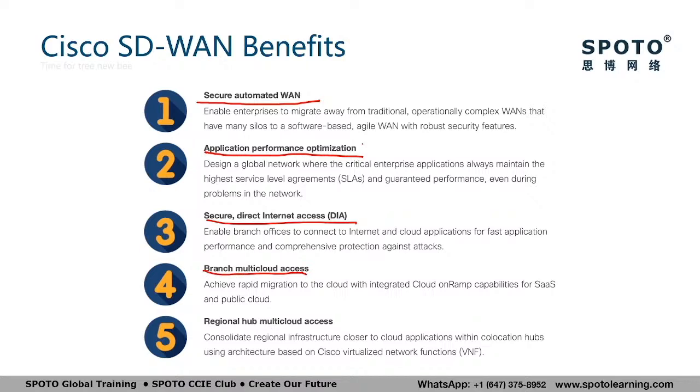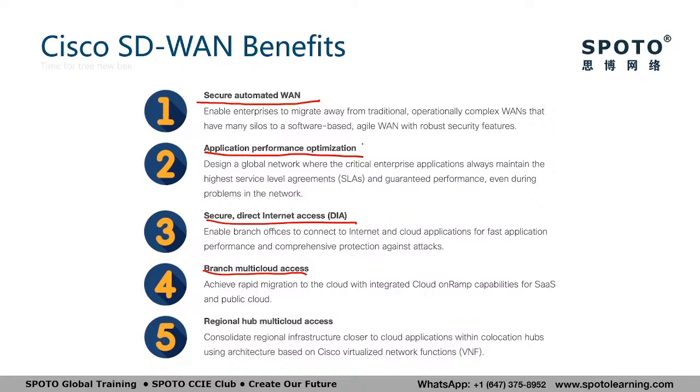Branch multi-cloud access. With the internet local breakout design, you can have multi-cloud access directly from your local branch. No need to route the branch office traffic back to the data center, then go out to the cloud. This improves the access speed and traffic efficiency.